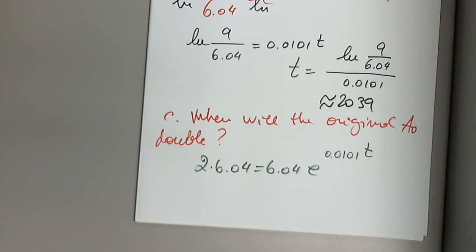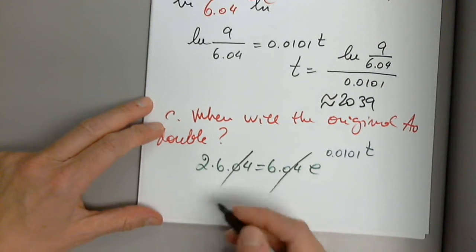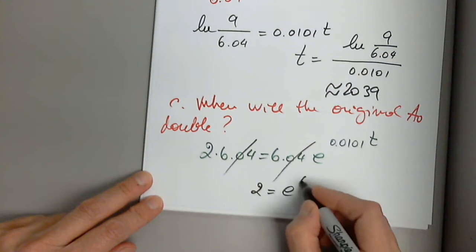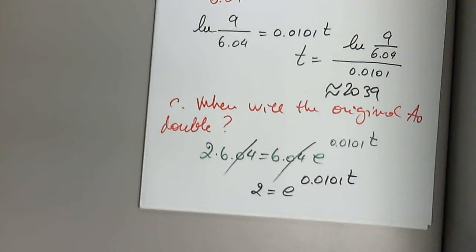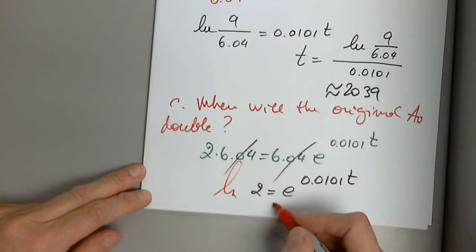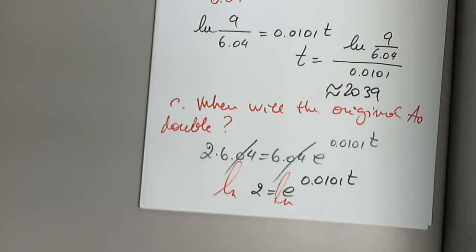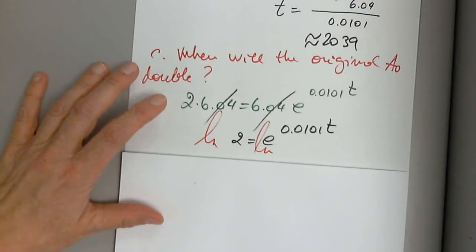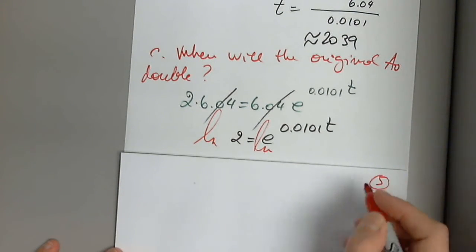Because you're going to get to 6.04. Exactly. I'm going to divide both sides by 6.04 anyway. So then this is 2 equals e to 0.0101t. Awesome. Thank you, Wendy. What was the point? I had to divide by 6.04, like we did all the time. So then I apply natural log to both sides. And I will determine when the initial population of 6.04 million people doubled.